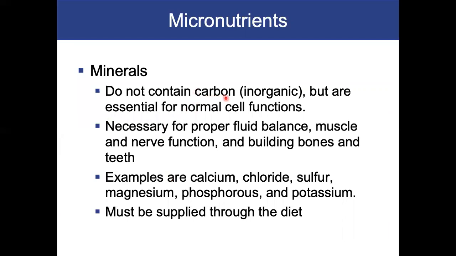Minerals. These guys are inorganic. They don't contain carbon, but we have to have them for normal cell functions. When I think of minerals, I think again of ions or electrolytes. So we need them for proper fluid balance, muscle and nerve function, and building bones and teeth. We'll talk about these guys when you get into excitable cells. Examples: calcium, chloride, sulfur, magnesium, phosphorus, and potassium. Magnesium is a big one to activate enzymes.